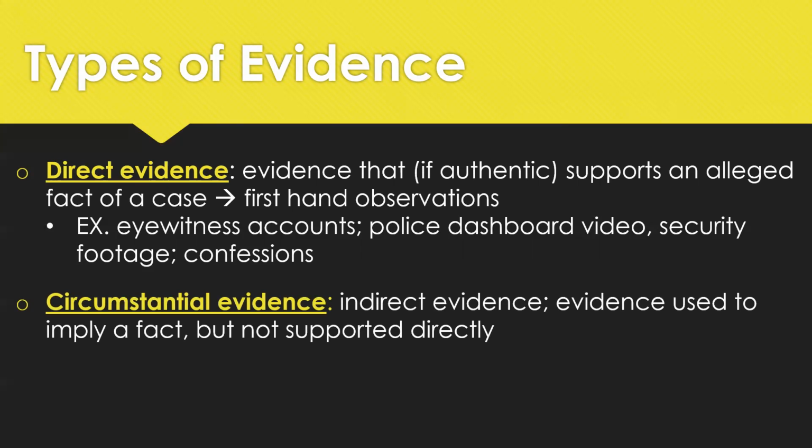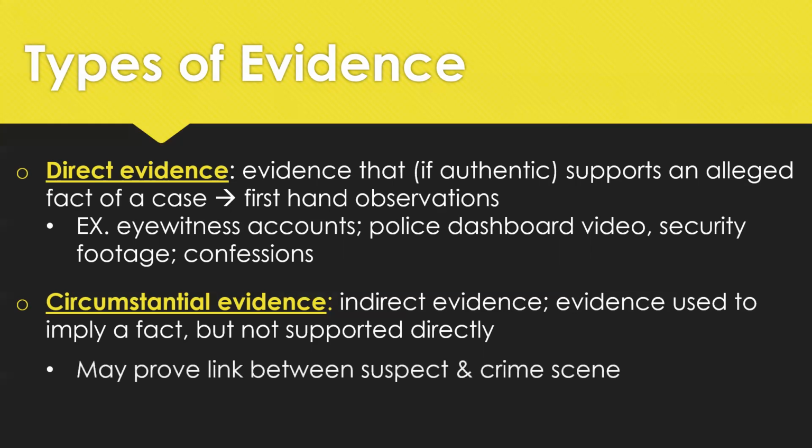Circumstantial evidence is basically the complete opposite. So it's indirect evidence. It's used to imply a fact, but it's not supported directly. You'd have to do more testing, more investigating to determine its importance, its authentication. It could prove a link between a crime and a suspect, or a crime and a victim, or anything. But like I said, you have to do more testing. It's not obvious to you as soon as you see it.